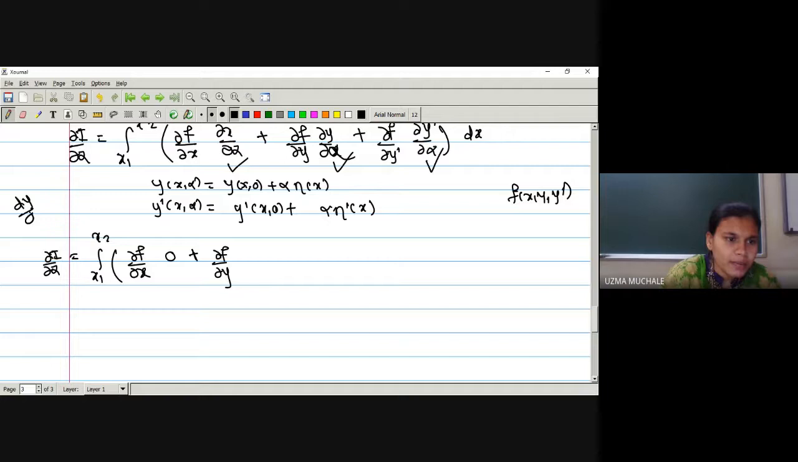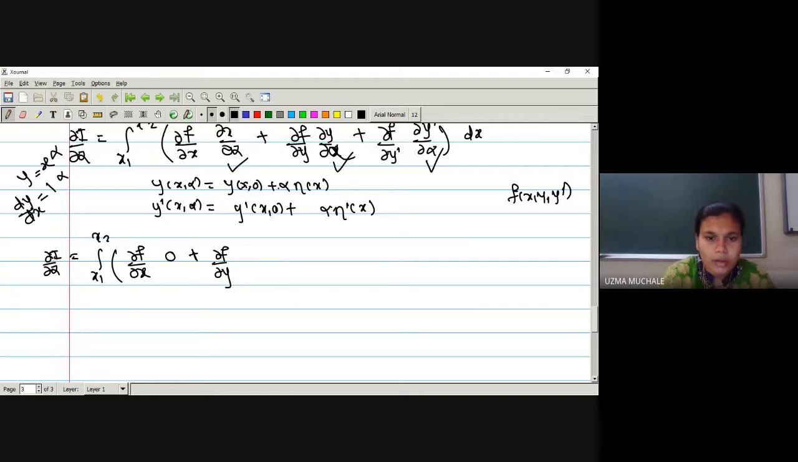What will be dy by dx if your function y is x? It is 1. Here it is similar. Instead of simply x, it is some alpha times eta of x. What will be the result if you differentiate alpha times eta of x? It will be simply eta of x. Instead of differentiating with respect to x, we differentiate with respect to alpha. So at that time, we can keep y as a constant.